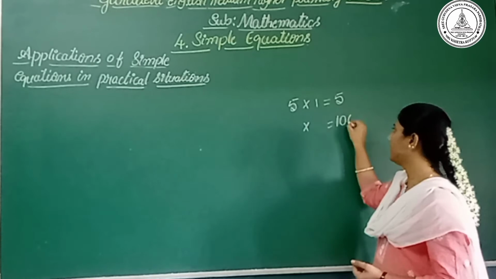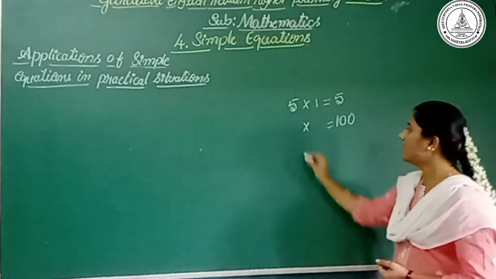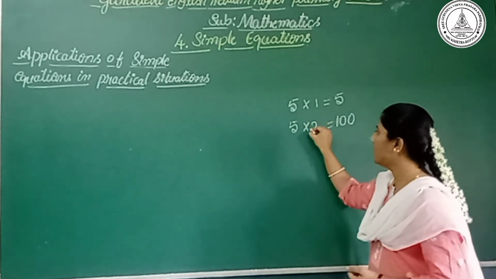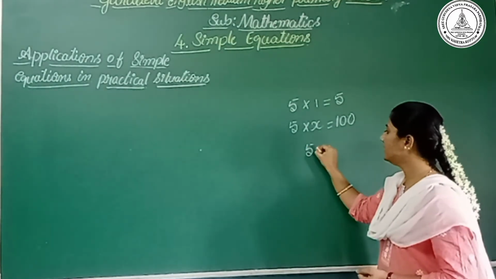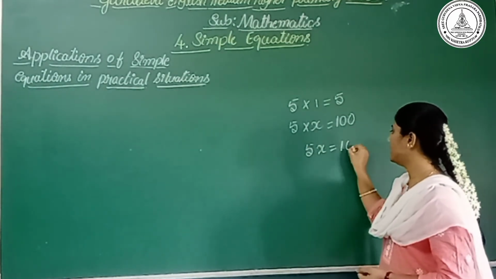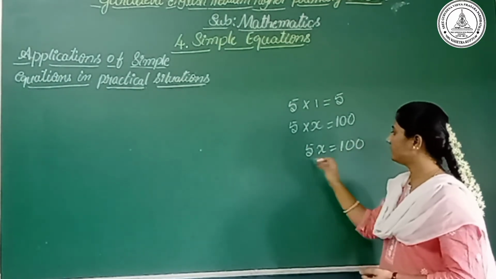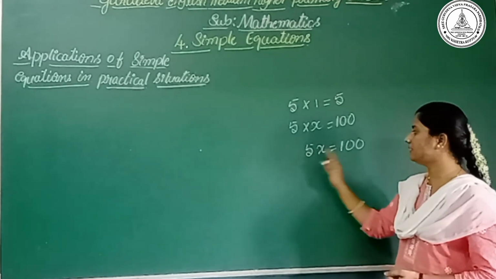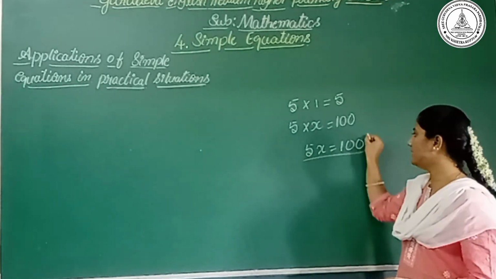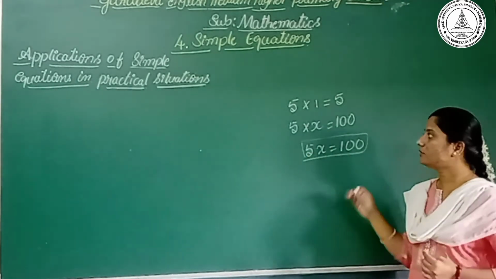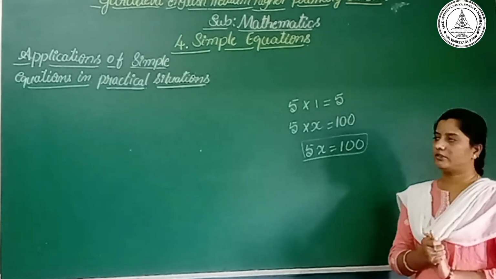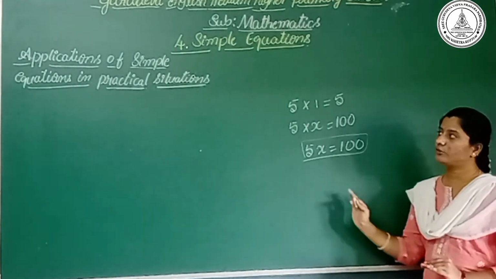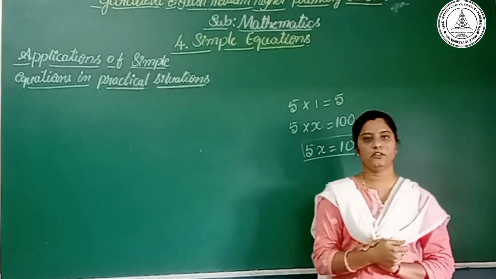100 rupees. If the boy has 100 rupees, how many pens can he purchase? So it is also an equation. Here, when there is an equal symbol between the LHS and the RHS, it is said to be an equation. We use this situation in our everyday life. So this is the method of using simple equations in our daily life.